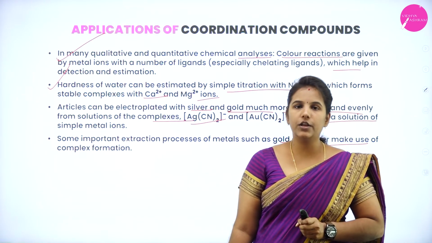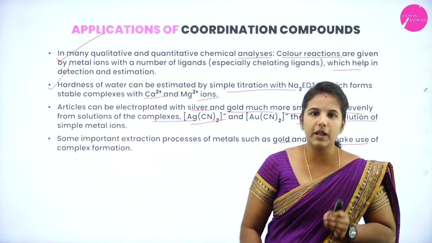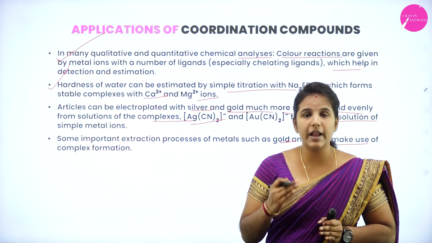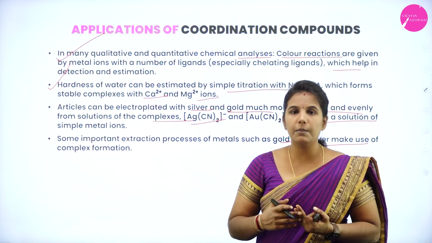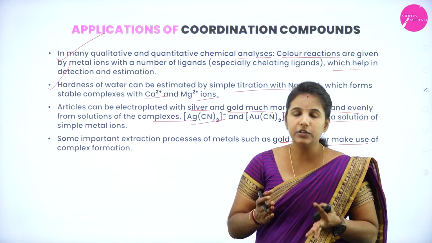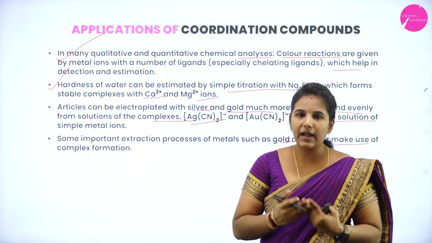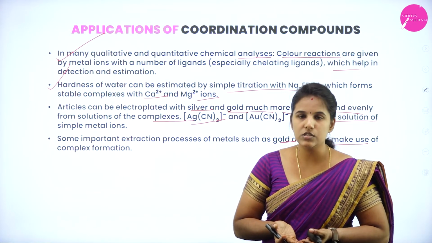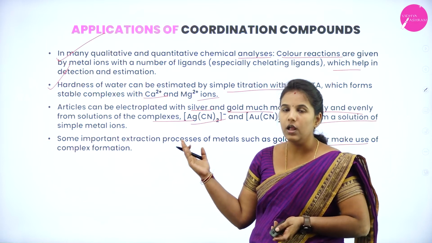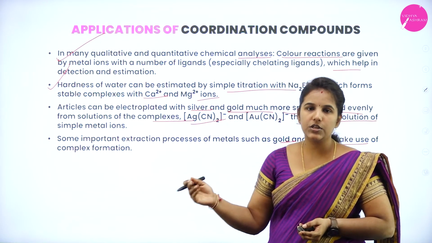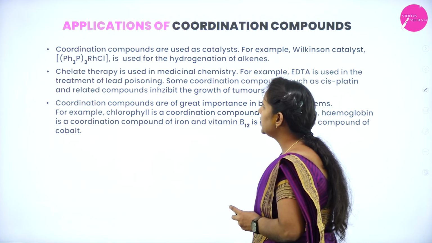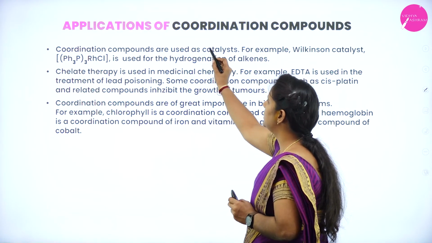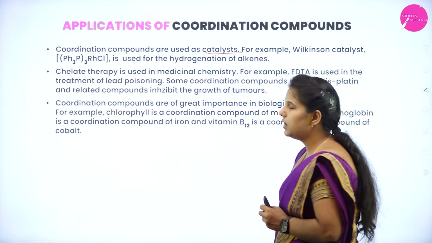formation. So, in your first PUC, I hope you have studied the general principles and processes of isolation of the elements. In that, we talked a lot about complexes. Is it right? That complex is formed by reacting the metal with the ligands. So, that is also useful in the process of isolation as well as extraction. Next, coordination compounds are also used as what? Catalysts.